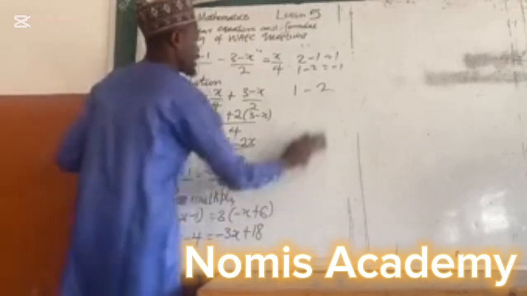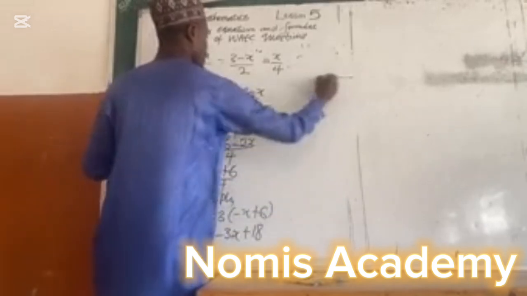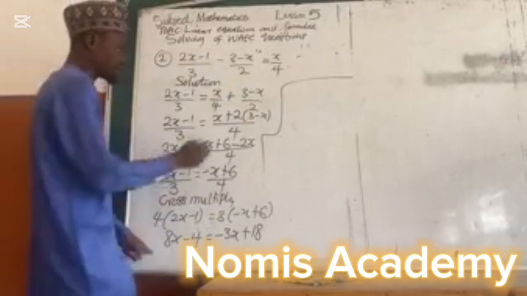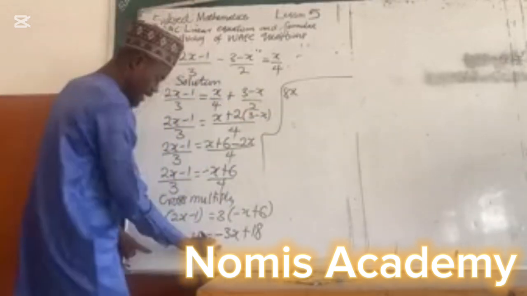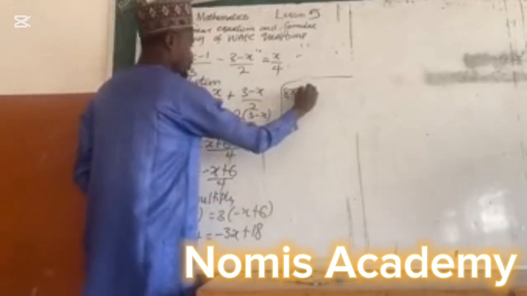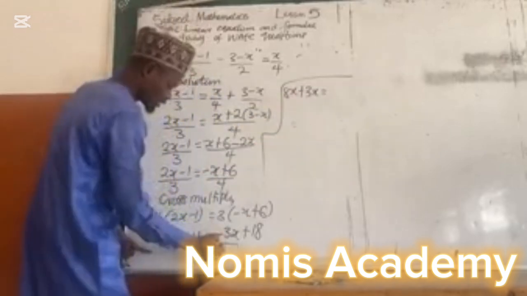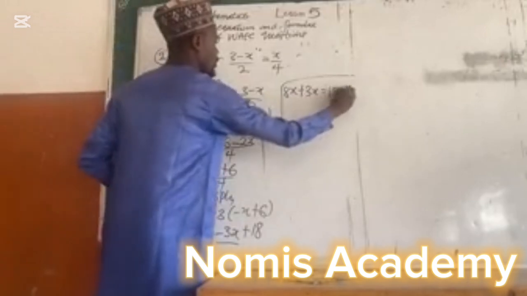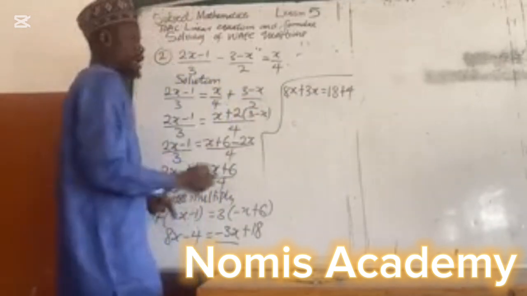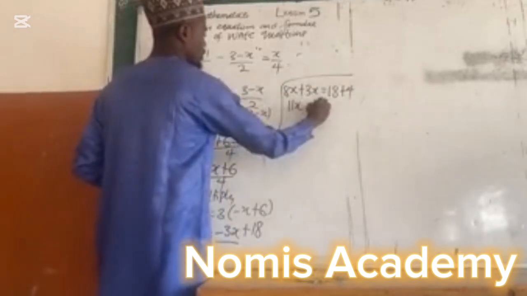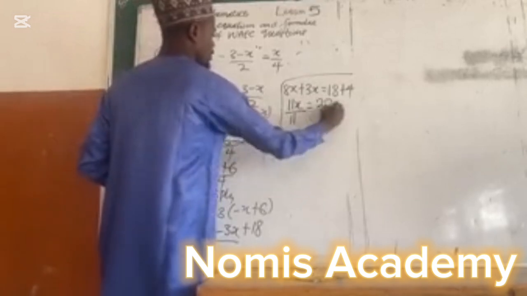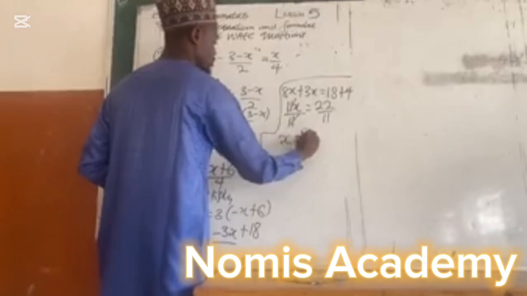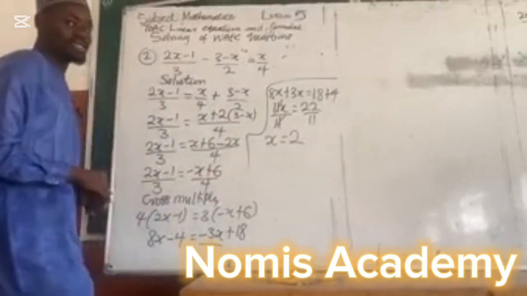So let me use the remaining space for the remaining one. We have 8x. If you collect the like terms, we have 8x. This minus 3x to this side, we have plus 3x, is equal to 18, I've used this, what is remaining is 14. This is minus 14 to the other side, we have plus 4. 8 plus 3, you have 11x is equal to 22. 11 divided by 11. x is equal to what? 22 divided by 11, we have 2 as the final answer.